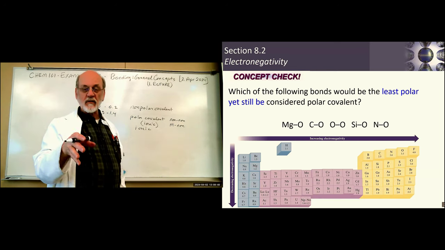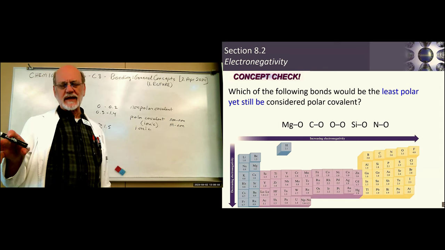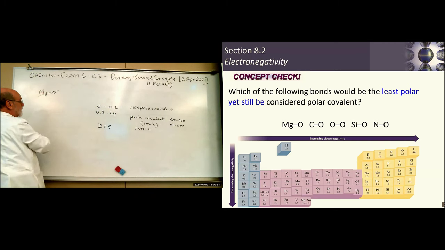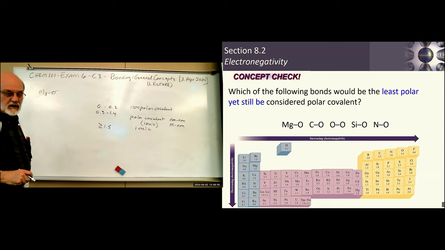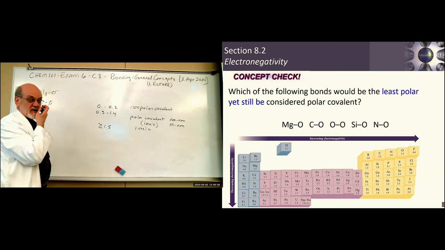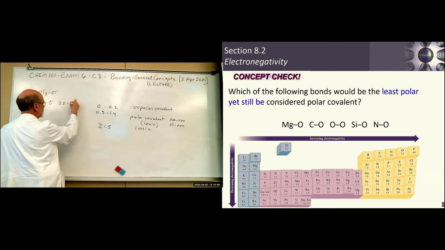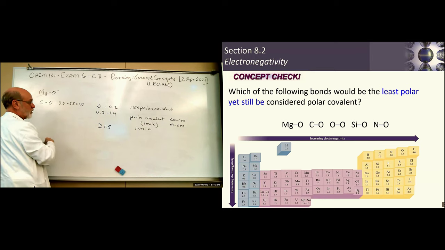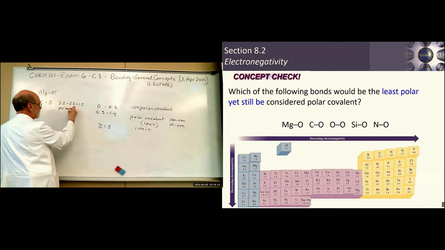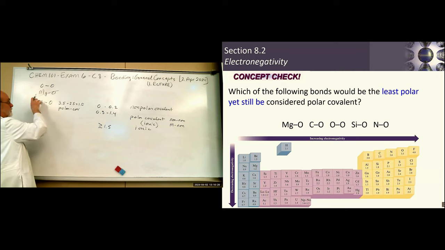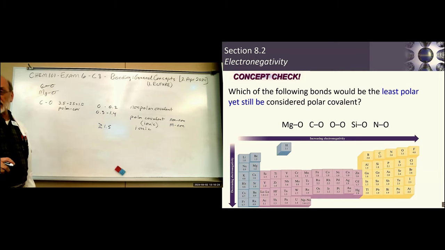Now we want to be covalent, right? If we have magnesium and oxygen, that's a metal and a nonmetal. It's not covalent at all. So magnesium and oxygen, we don't even consider that one. That's not covalent. Carbon and oxygen, yeah. So carbon and oxygen, we would look at oxygen is 3.5 and carbon is 2.5. 3.5 minus 2.5 equals 1. So that would be polar covalent. Right. Then oxygen, oxygen, right? They're nonmetals, but they're not polar at all. So we can't say they're least polar covalent because they're not even polar.